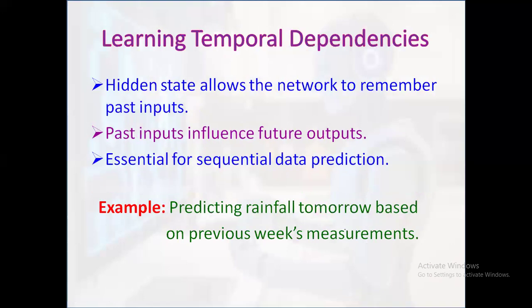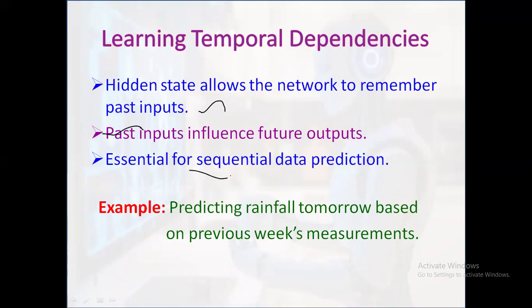Next, learning temporal dependencies. In this case, the hidden state allows the network to remember past inputs. The hidden state allows the network to retain important past information that influences future predictions. And next, past inputs influence future outputs. That means the past inputs influence the future outputs through the hidden states. Next, it is essential for sequential data prediction.